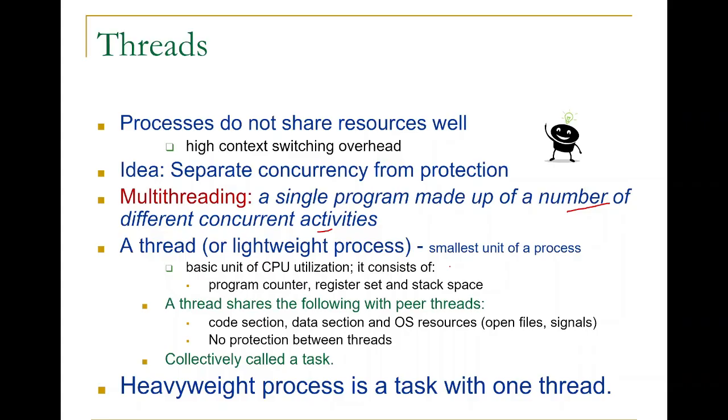A thread shares the following with peer threads: the code section, the data section, and the operating system resources. There's no protection between threads. They are running together and they're collectively called a task. A heavyweight process is a task with only one thread. That's all we need to know. We're going to explain further how threads work.